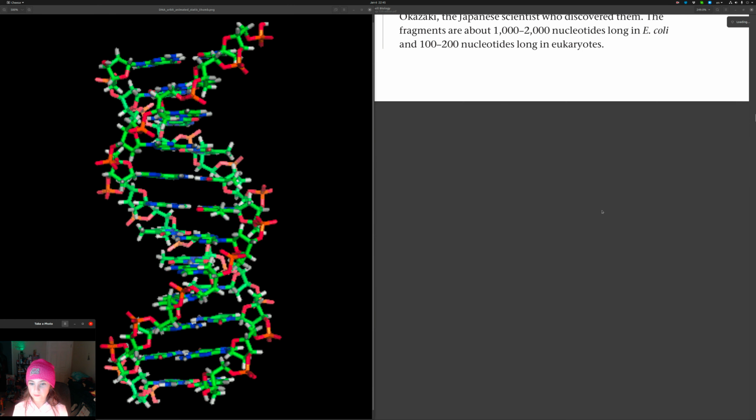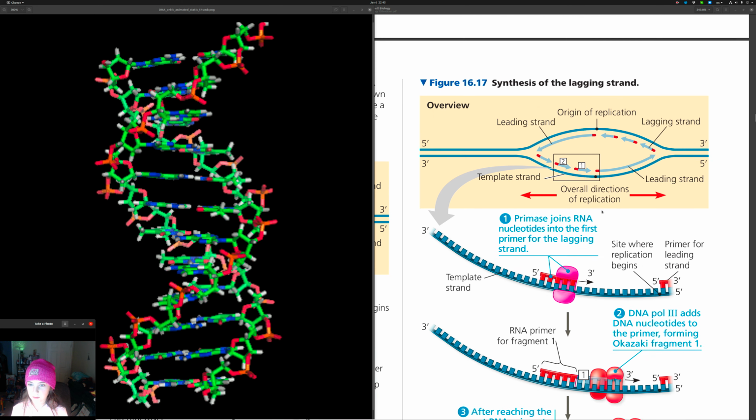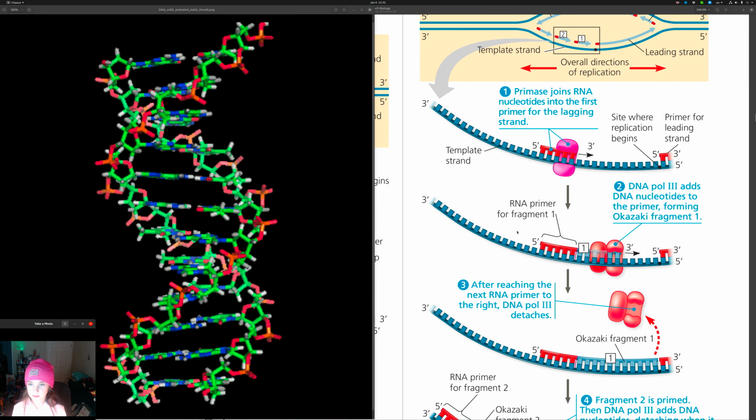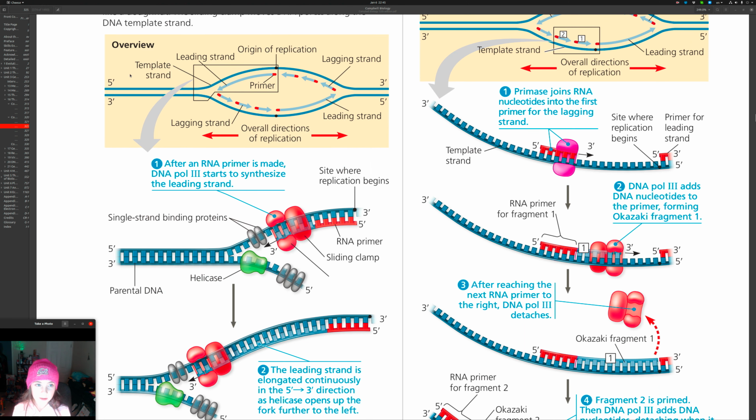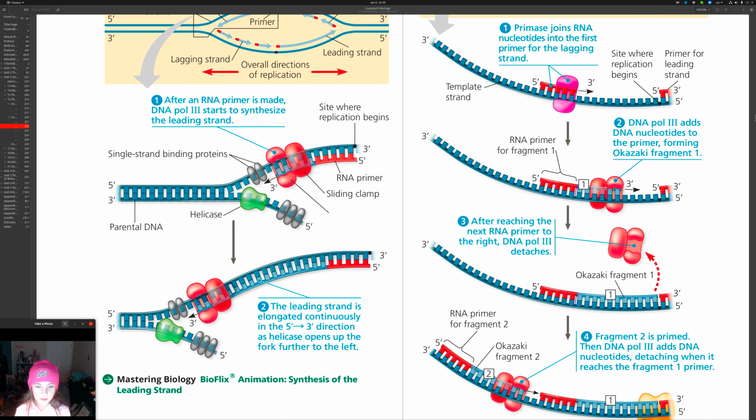So what you have here is lagging and leading strand synthesis, because there are 2 strands. First you're going to look at the leading strand. First, this RNA primer is made, and the DNA polymerase 3 starts to synthesize the leading strand. It is elongated continuously as the helicase opens the fork. And then the primase joins the RNA nucleotides into the first primer for the lagging strand. So it makes that RNA primer.